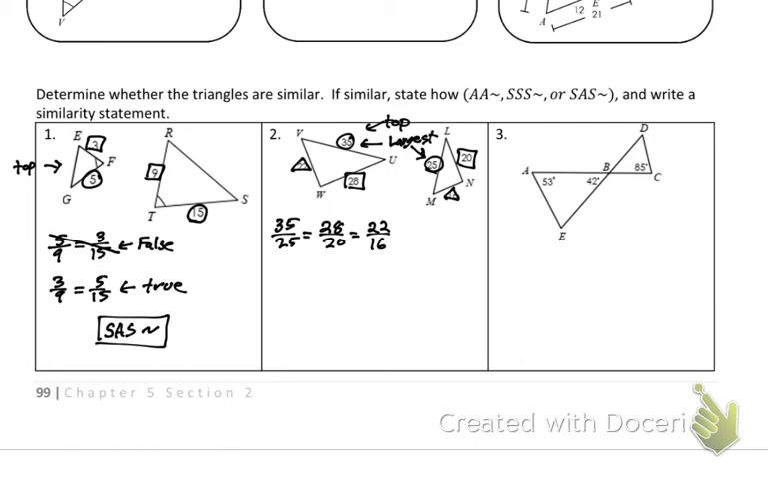All right. What is 35 over 25 reduced to? Because 5 goes into both of them, so we have 7 over 5. What goes into 28 and also goes into 20? 4. How many times does 4 go into 28? 7 times. How many times does 4 go into 20? 5. 22? No. 7 doesn't go into 22. So we could reduce this down to 11 over 8. Is that a true statement all the way across the board? Nope. Not similar.